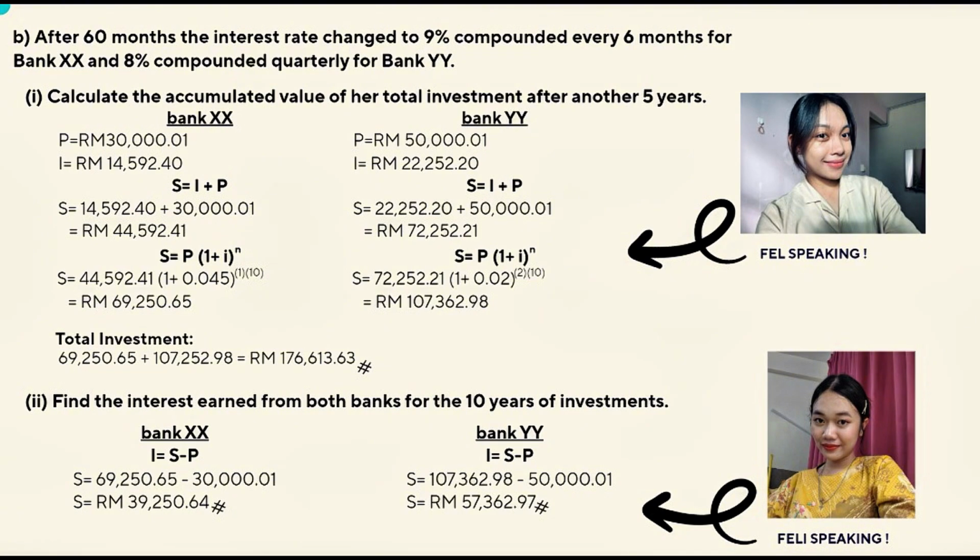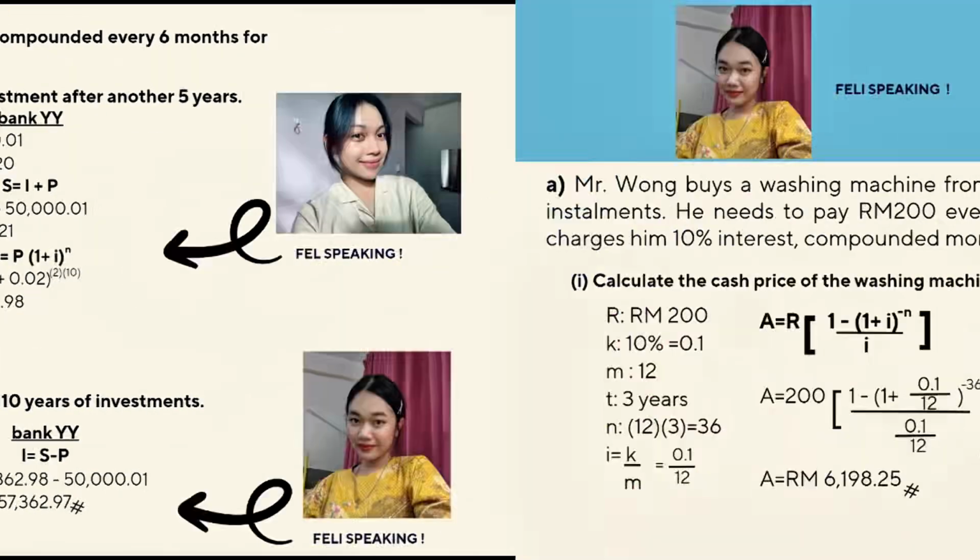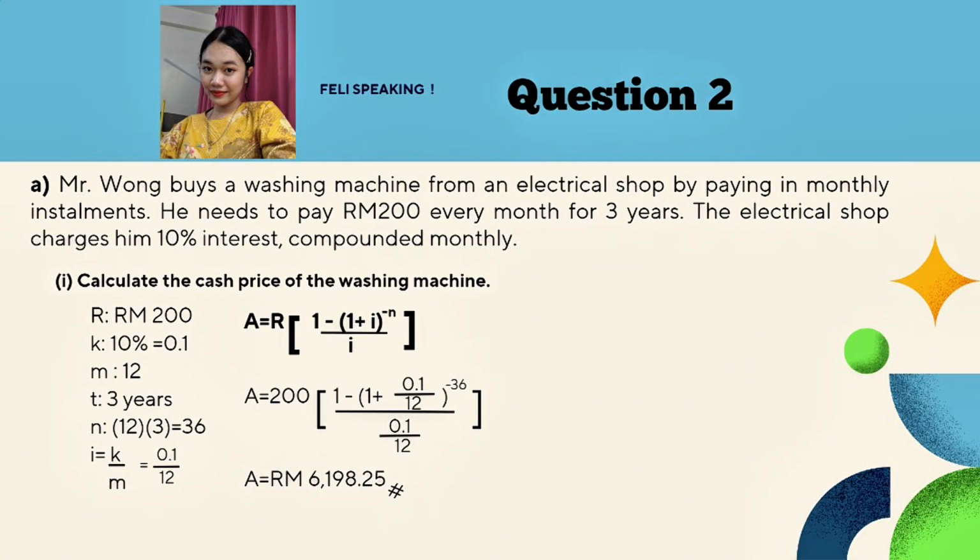And for the bank YY, the S is 107,362 ringgit 98 cent minus P, 50,000 ringgit 1 cent, equals to 57,362 ringgit and 97 cent. For this question, we need to calculate the cash price of the washing machine.